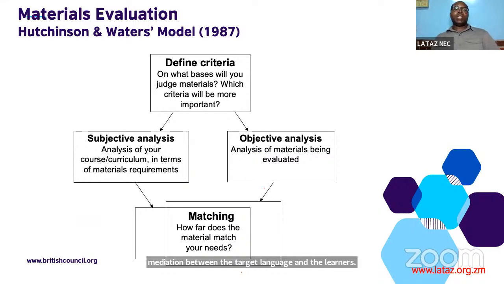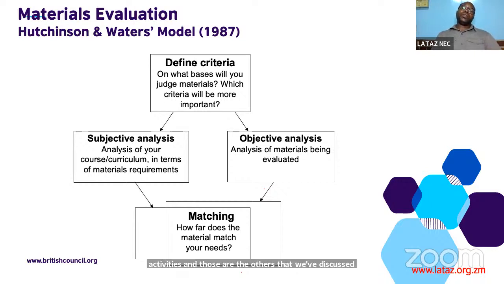We move to the other one, which is the Hutchinson and Waters model. Here, you'd start by defining the criteria. So how are you going to tell whether these materials are suitable or not? So you form the criteria. If you want, you can use the Cunningsworth one, which is language content, language activities, and those others that we've discussed in the earlier slide.